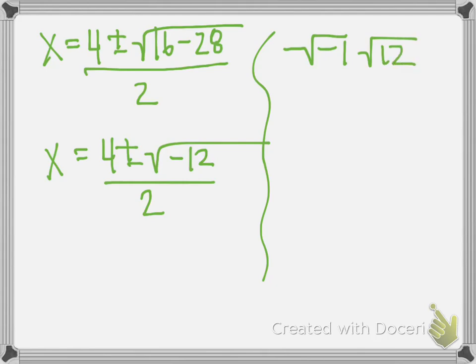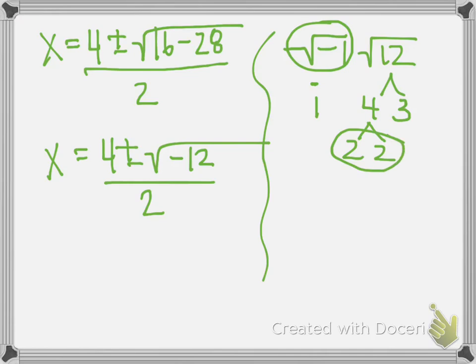You take it apart. Square root of negative 1 is defined as i, imaginary. Square root of 12, you do a factor tree. With the factor tree, if you have pairs, you take them out of the square root. So on the outside I have 2i, and this 3 didn't have a pair, so it has to stay. So that's how I deal with negative square root of 12.